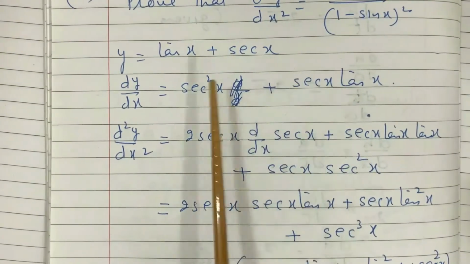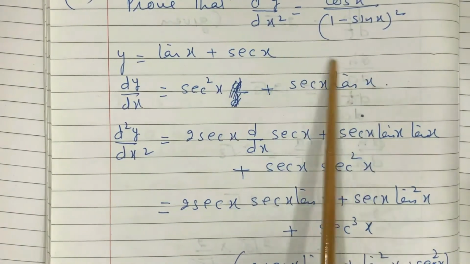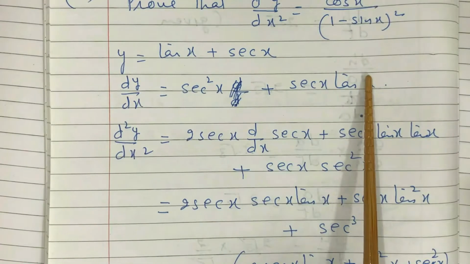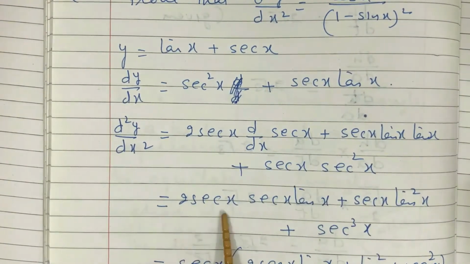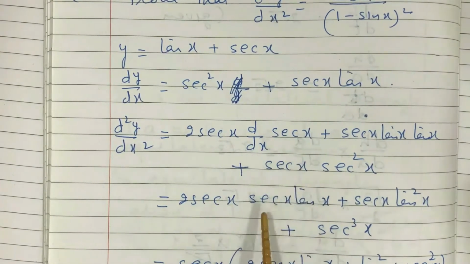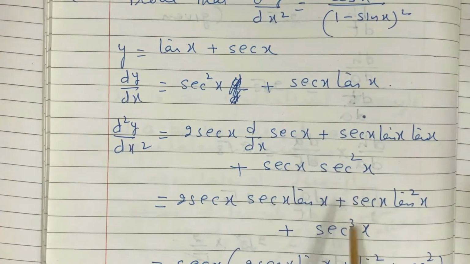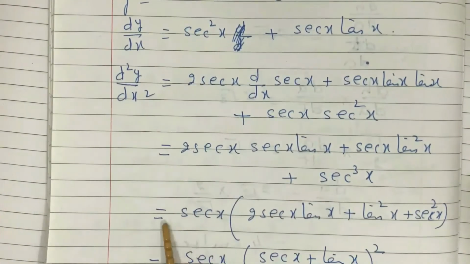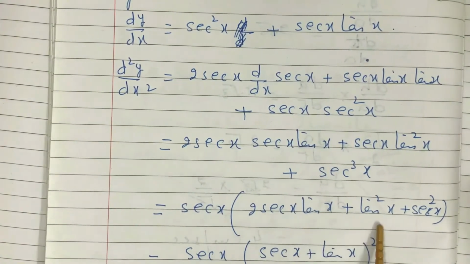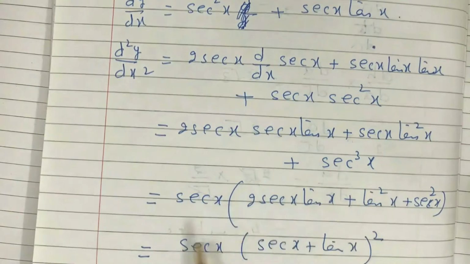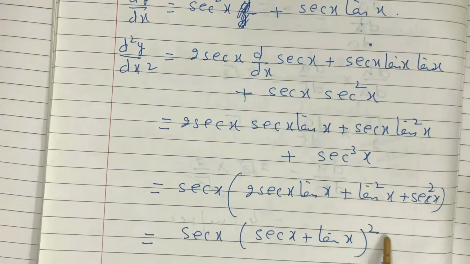Now it means you have to differentiate this with respect to x, and here you will apply the product rule and you will get this. Now this is equal to 2 sec x times differentiation of sec x, which is sec x tan x, plus sec x tan square x plus sec cube x. Now take sec x common. I'll have 2 sec x tan x plus tan square x plus sec square x. Now this is equal to sec x times, this is a formula, (sec x plus tan x) whole square.